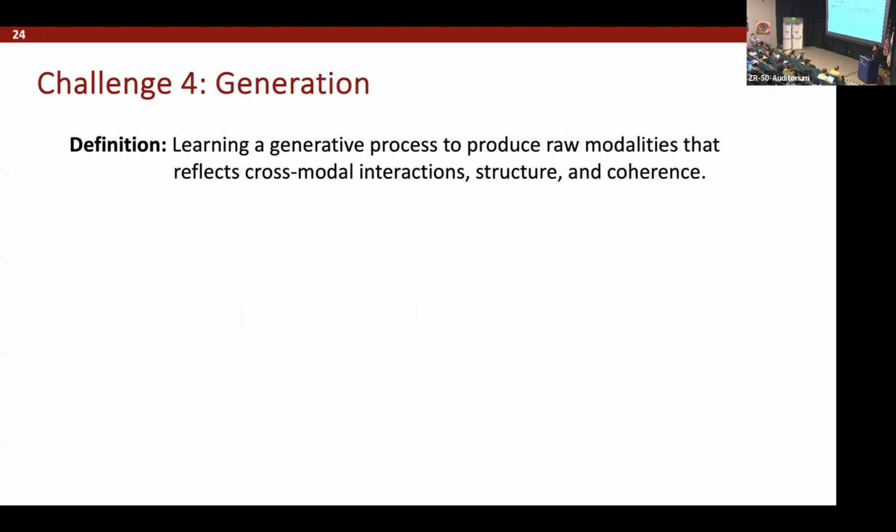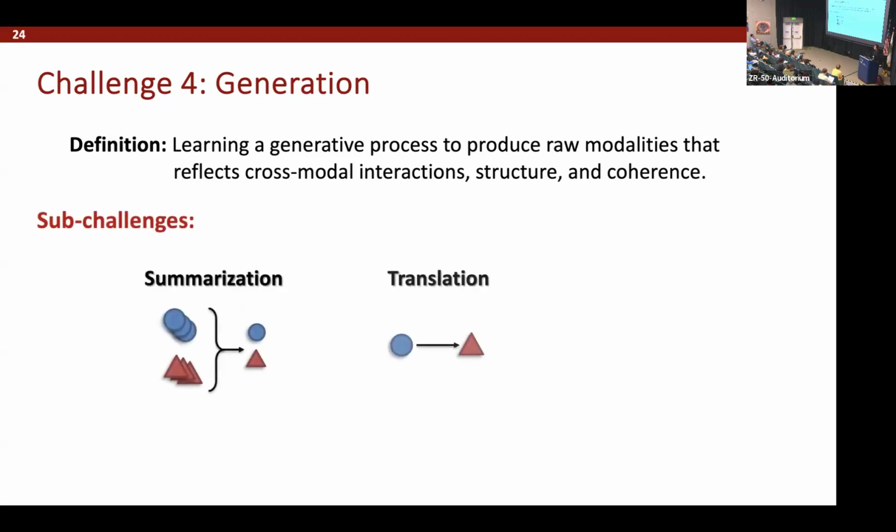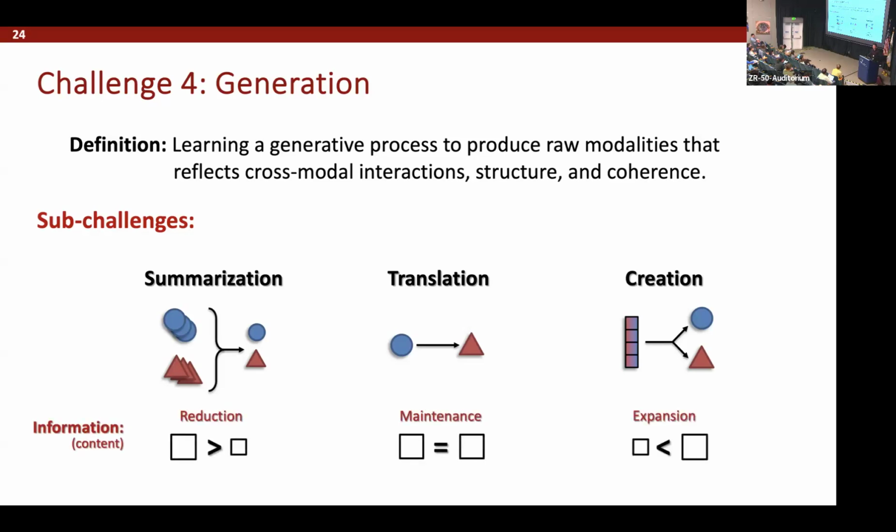Challenge 4 is generation. So most of the things we've talked about were mostly about predictive models. Now in generation, especially multimodal generation, how do you learn a generative process that exploits the nature of different multimodal problems and reflects the interactions between them? Again, 3 sub-challenges. One is about summarizing data. If you have lots of multimodal data, which is really high dimensional and large, how do you summarize it into the most important features? Translation is about taking data in one data modality and translating it into equivalent content in something else. So taking a caption and generating an exact image of it.